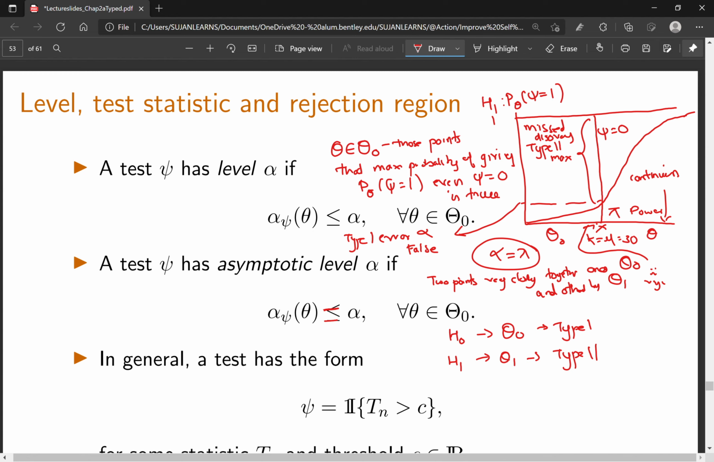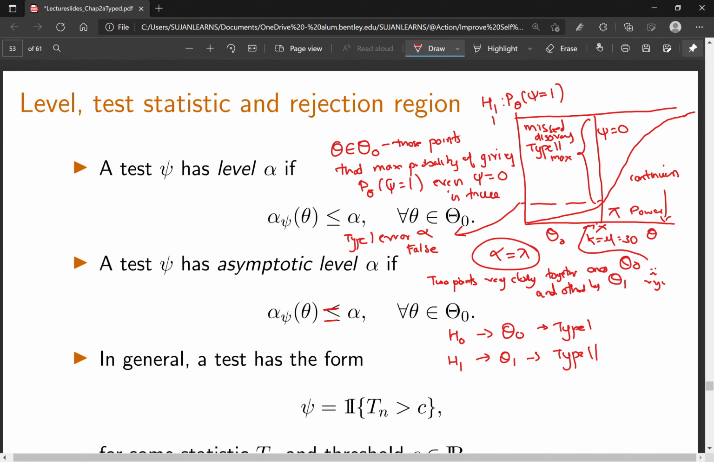Otherwise, if you want to be less than 5%, you can say that I won't reject anything. Then you won't have any false discovery, and it's always less than alpha. We don't want that. We can do this mathematically, which is very hard.